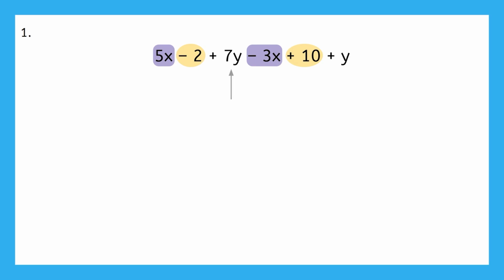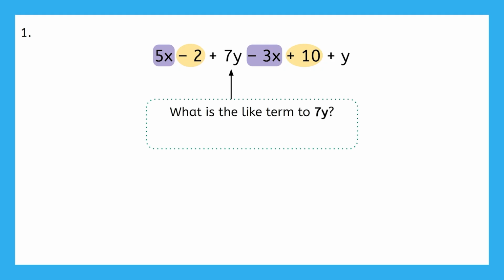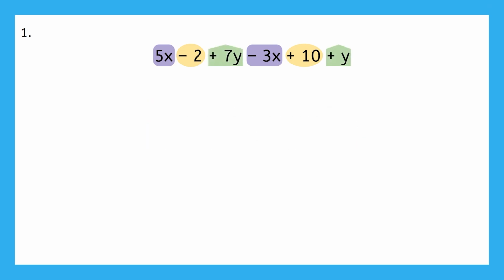Next up, we have positive 7y. What's the like term to positive 7y? Exactly, positive y. Those two terms get the same label as each other, including the symbols that came before them. There aren't any unlabeled terms left, so it looks like we've labeled all the like terms in this expression. X terms go together, constant terms go together, and y terms go together.